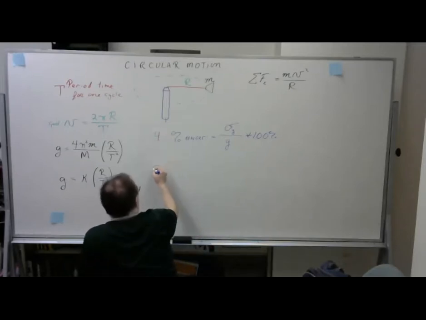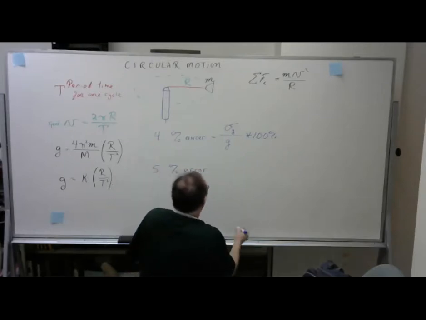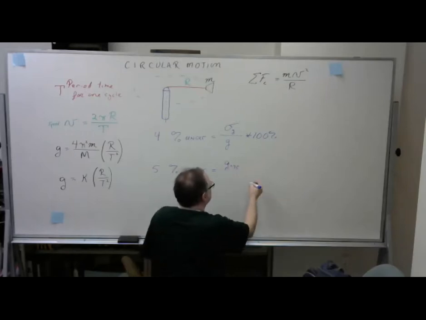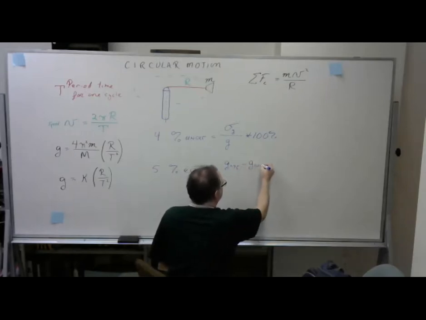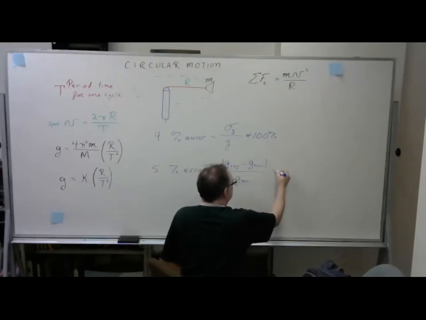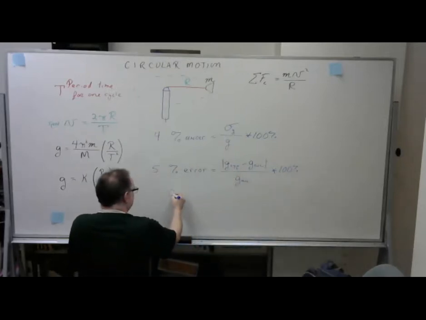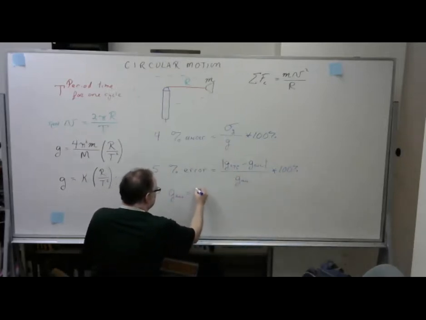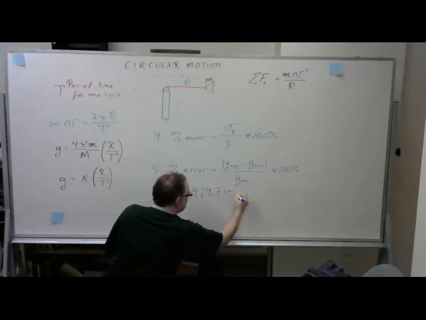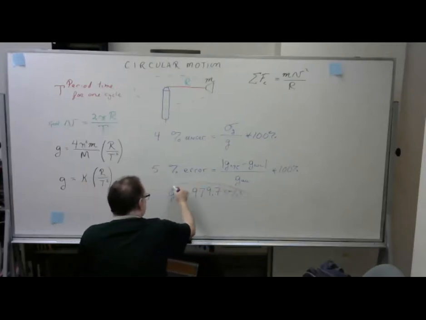And I'm going to add a number 5 on the data table. I would like to have the percent error. The percent error is the experimental G, whatever you got, minus the accepted value of G, divided by the accepted value of G, and you multiply it by 100%. The accepted value of G is 979.7 centimeters per second squared. This is specifically for Northridge. Woohoo! This is our Northridge value.